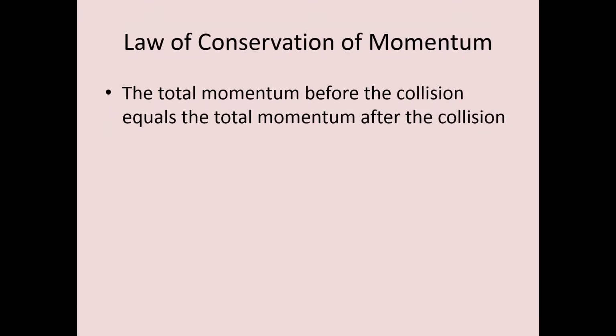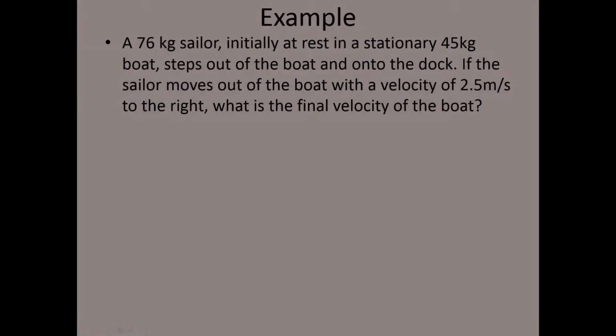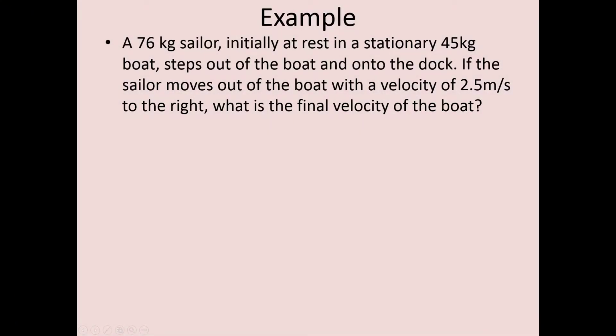The law of conservation of momentum says the total momentum before the collision equals the total momentum after the collision. The equation for conservation of momentum is m1 v1i plus m2 v2i equals m1 v1f plus m2 v2f. Be aware that this equation is not limited to two objects. If there is a third object involved, then there's another variable, m3, and this third object has its own initial velocity and final velocity. Let's try an example using the conservation of momentum.